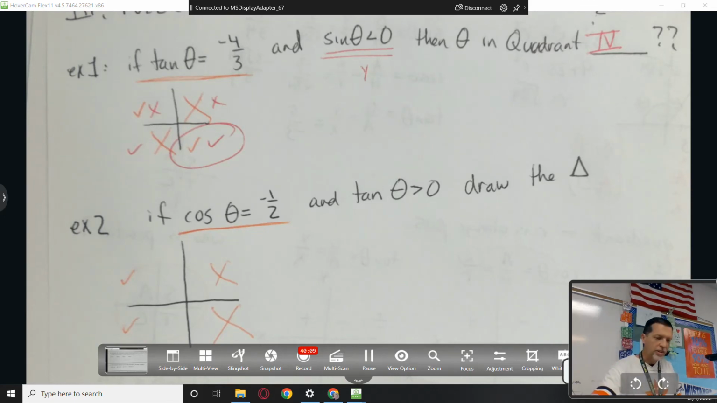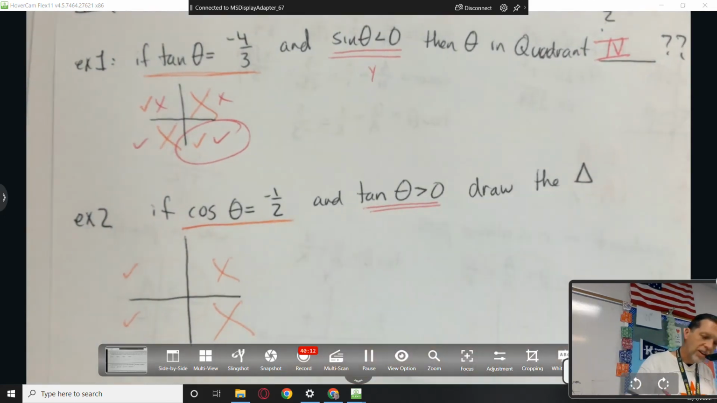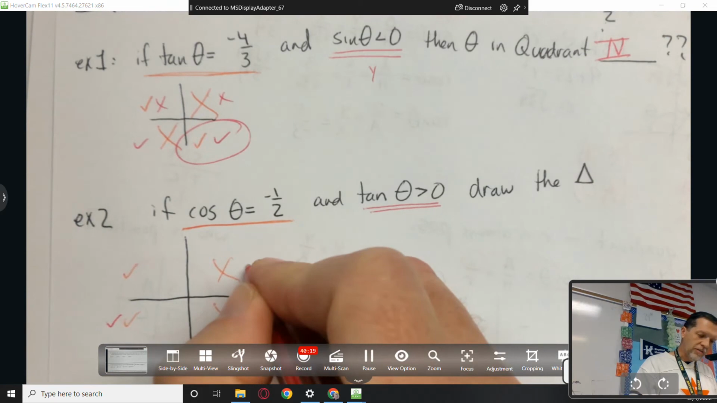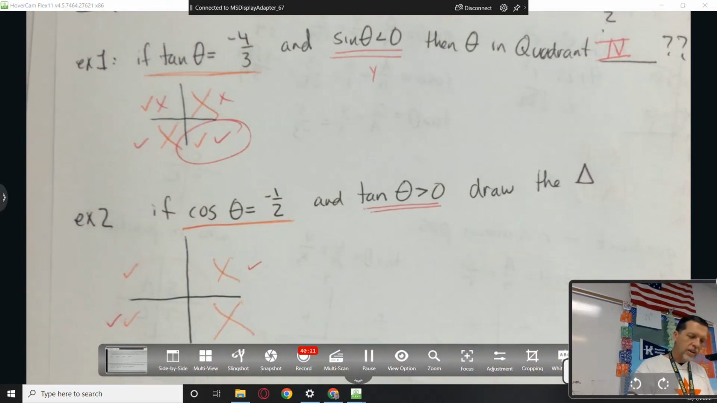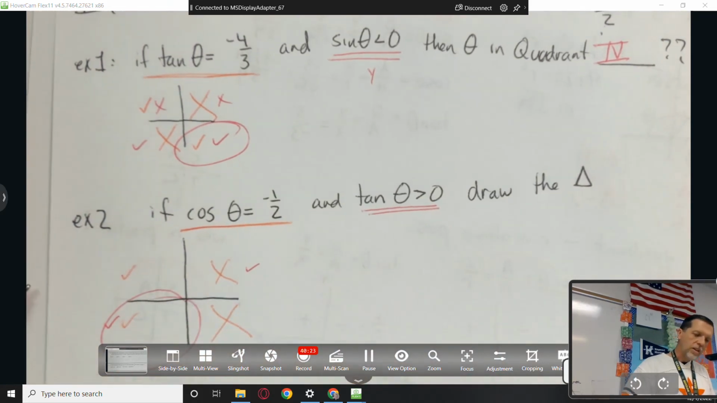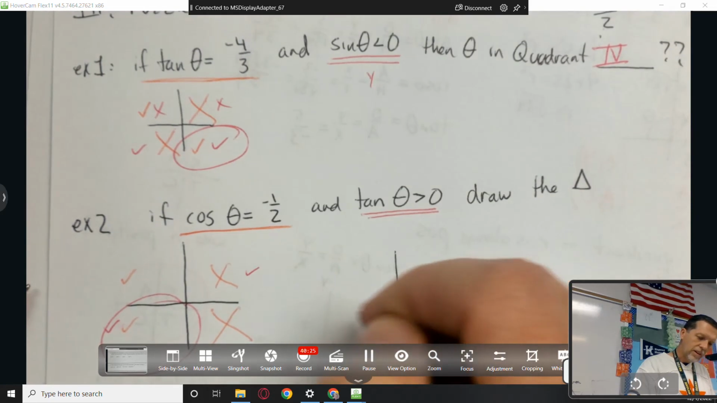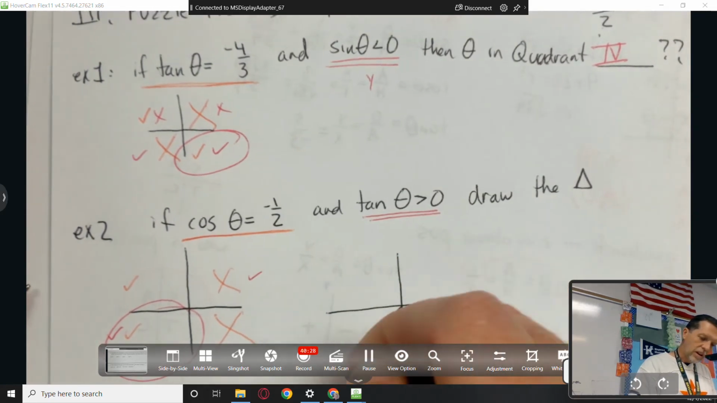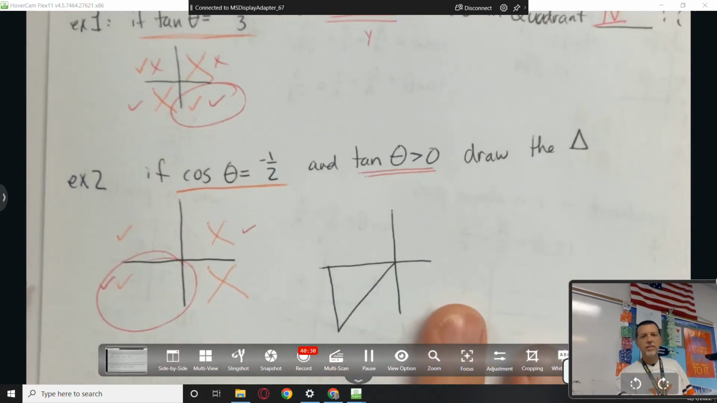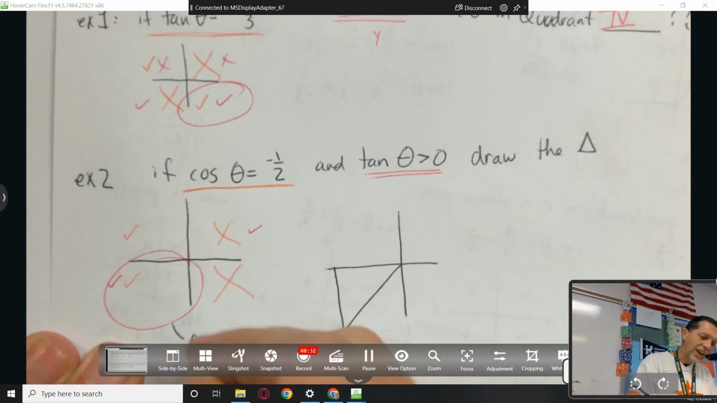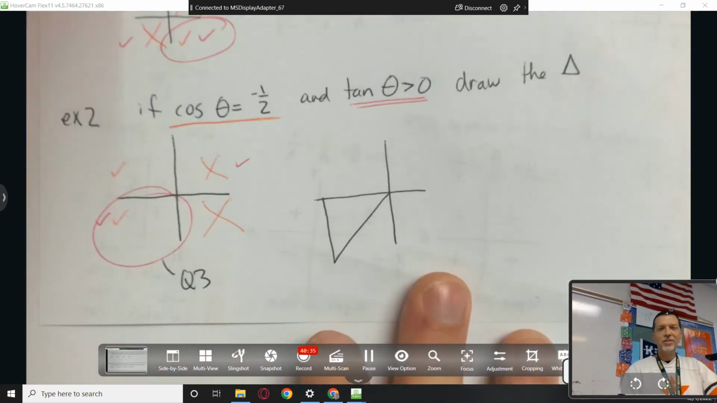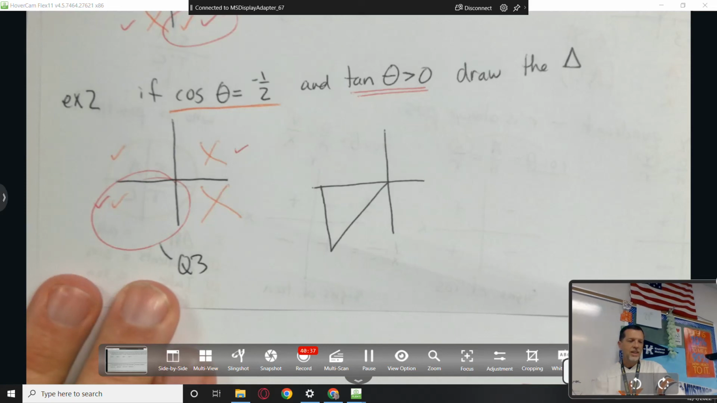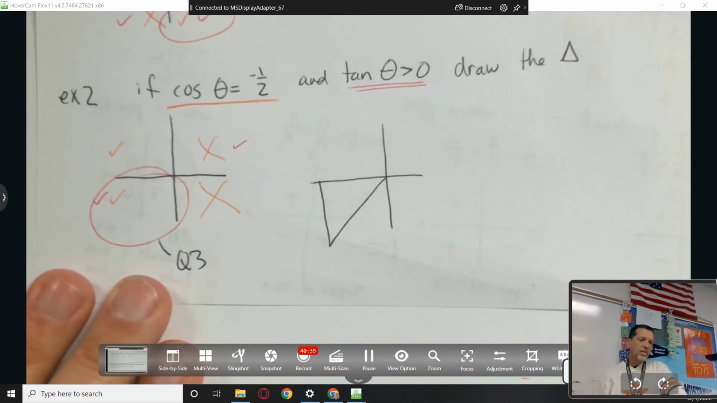I also know that the tangent is positive, though. Where does that happen? In the bottom. That happens in the third and the first, but I already threw out the first. So I know I'm in the third quadrant. But that's part of my answer, I guess, but that's not what the question asked. The question said draw the triangle. Cosine is -1/2. Now I'll use those values.